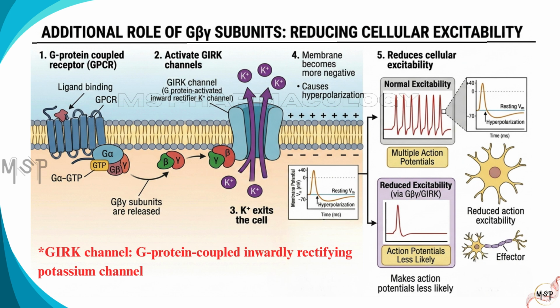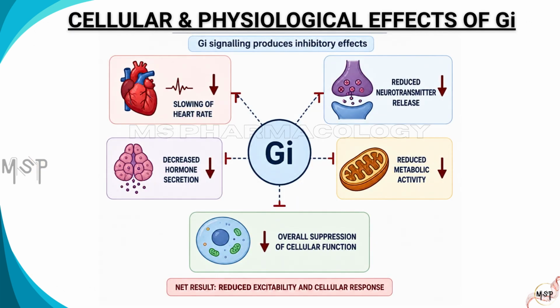Opening these channels allows potassium ions to leave the cell, making the membrane potential more negative. This process, known as hyperpolarization, decreases cellular excitability and makes it more difficult for the cell to generate an action potential. Cellular effects of Gi. As a result, Gi signaling typically produces inhibitory physiological effects, such as slowing of heart rate, reduced neurotransmitter release, decreased hormone secretion, reduced metabolic activity, and overall suppression of cellular function.